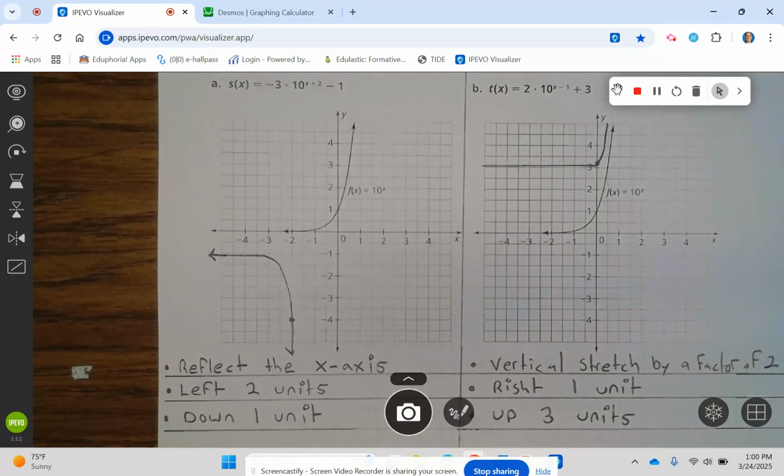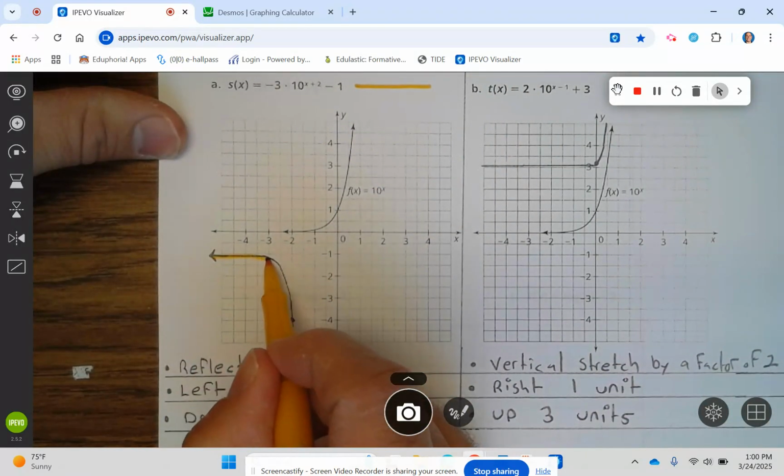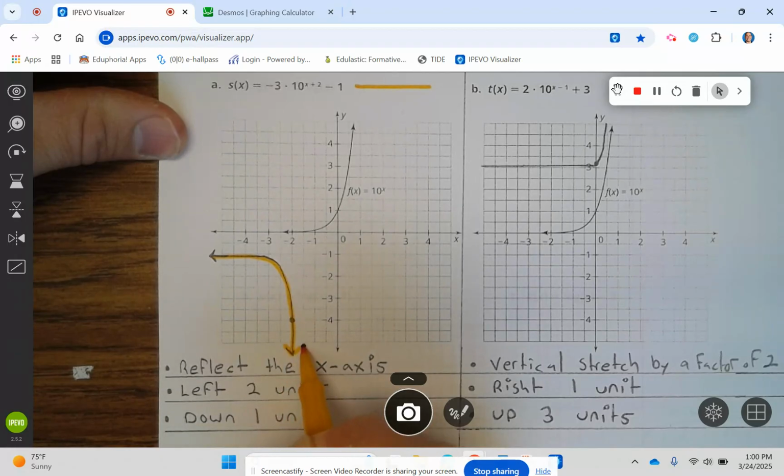A. S of x equals negative 3 times 10 to the x plus 2 minus 1, which reflects the x-axis, left 2 units and down 1 unit. That corresponds to this graph right here.